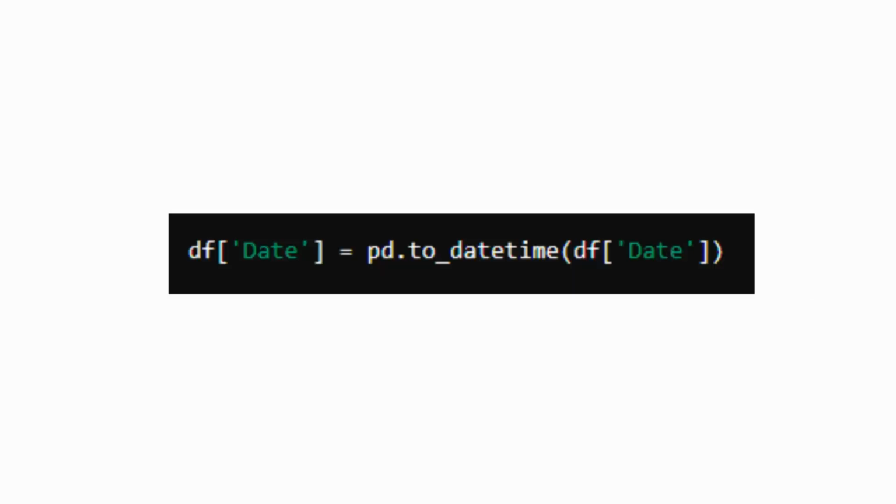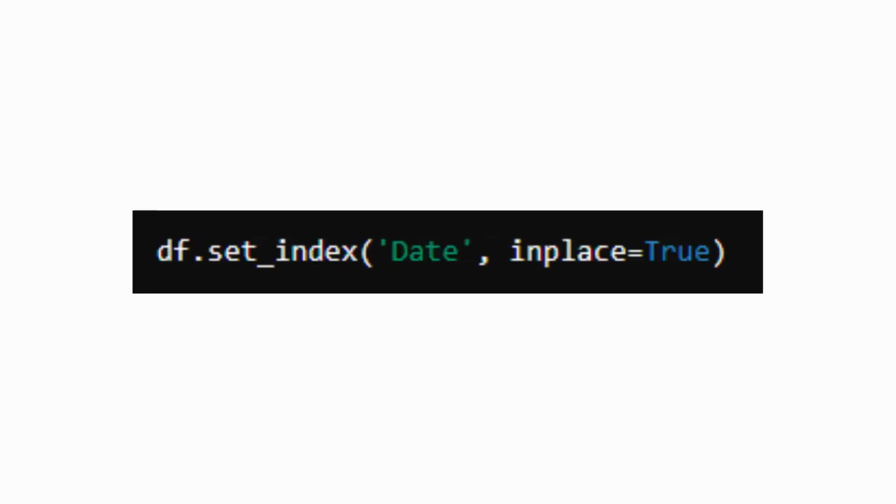We need to ensure our date column is in a datetime format so that pandas can recognize it as dates rather than plain text. The pd.to_datetime function converts the date column into datetime objects, which is crucial for time series analysis. With the dates properly formatted, we set the date column as the index of our data frame using set_index. This allows us to directly work with dates for resampling and plotting. The inplace=True argument modifies the data frame in place.